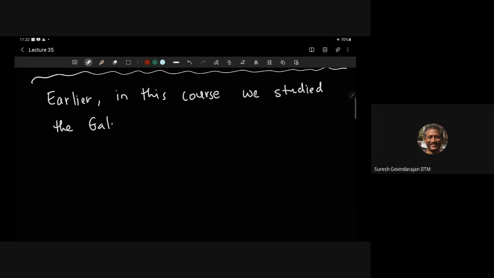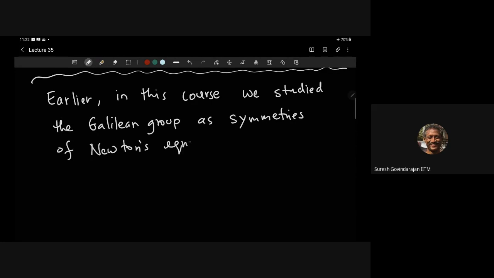So earlier in this course, we studied and obtained the Galilean group as symmetries of which equations? Of Newton's equations of motion in mechanics, right? We just looked at something like F equal to ma. That's what we did.